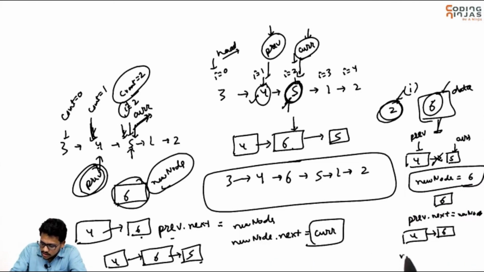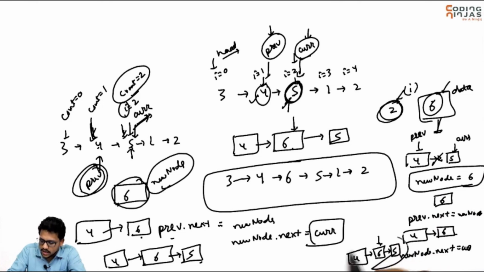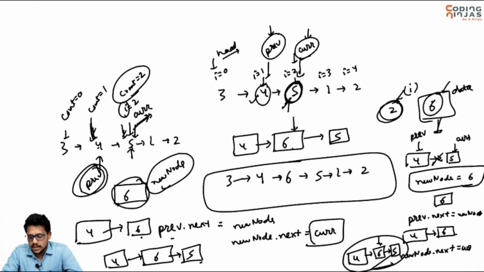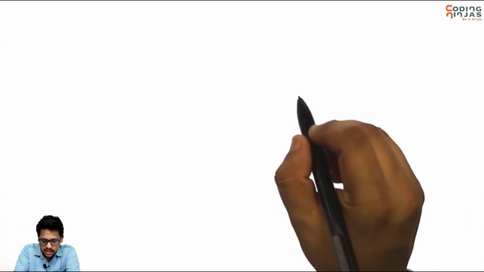After that I did new node dot next equal to current. That means force next was 6. New node was pointed to this. New node dot next equal to current. Current was pointed to this, and this has been made. And I think with these 3 lines you are able to insert at any particular ith position. Okay, so how will we insert? I think these 3 lines.